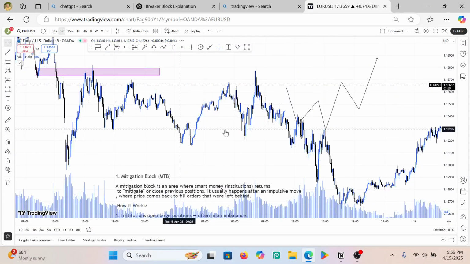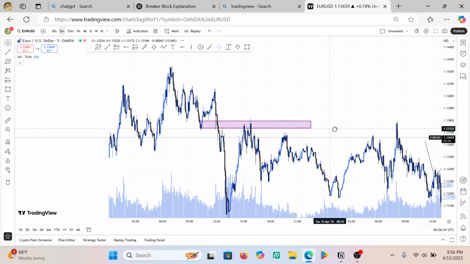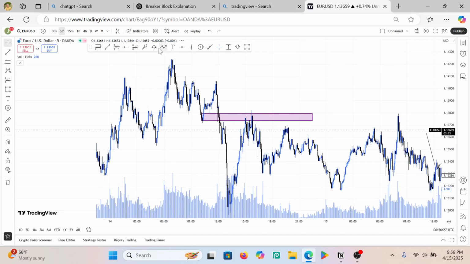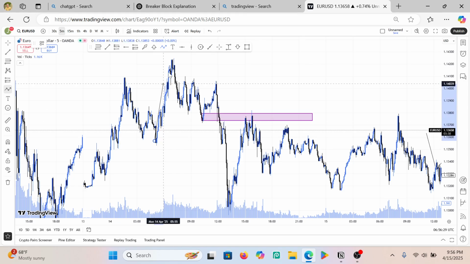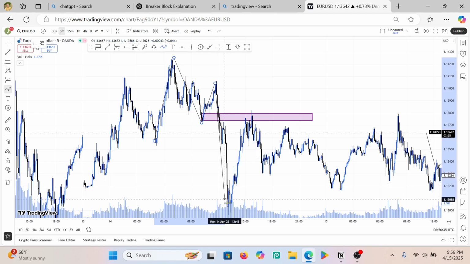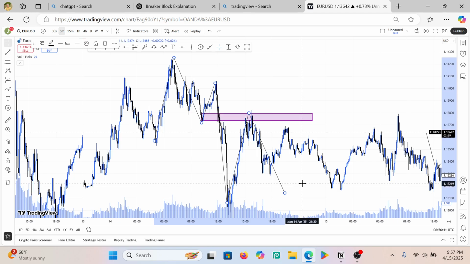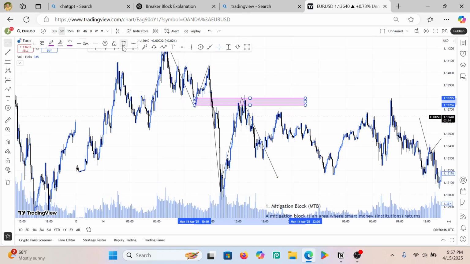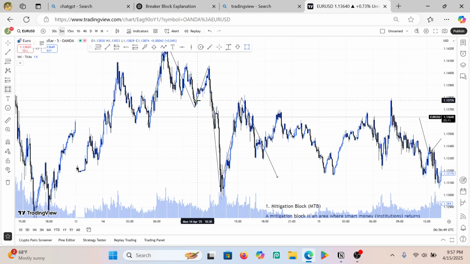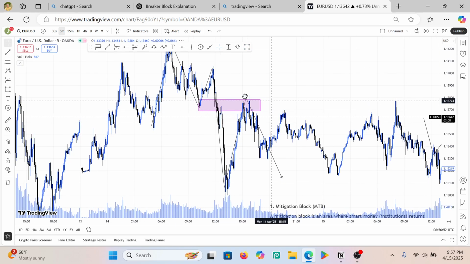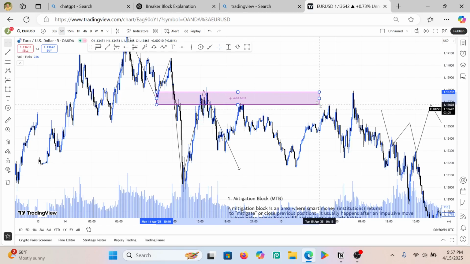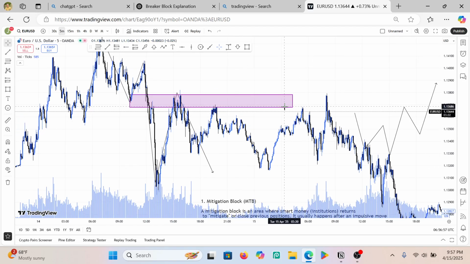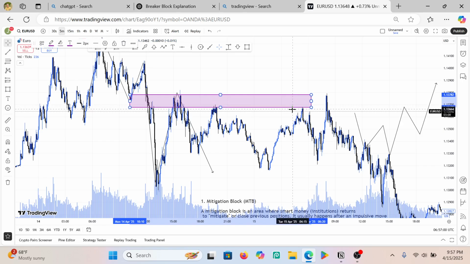On the real chart, let me draw. The market came down here, up, then it came to this, then sells more massively. So as you can see, this is an example of a mitigation block. As you can see, this zone is more respected. When the market touches there, it will sell massively. So that's an example of a mitigation block.